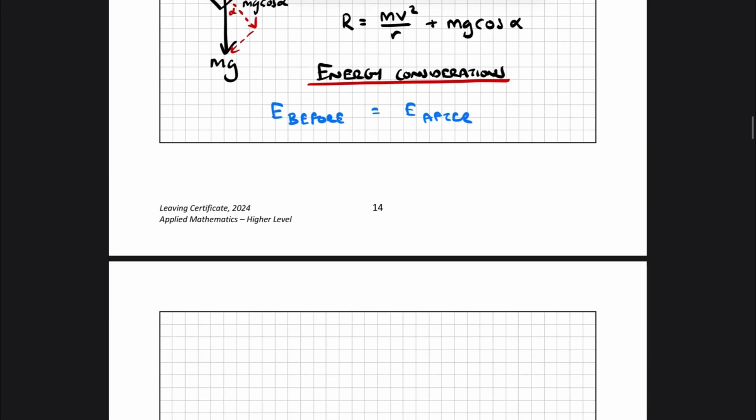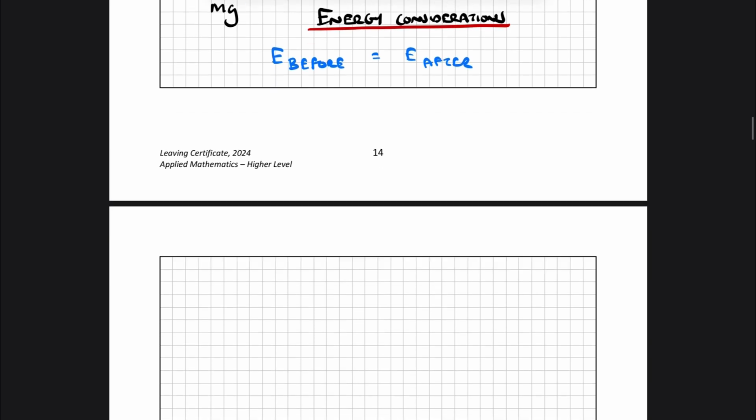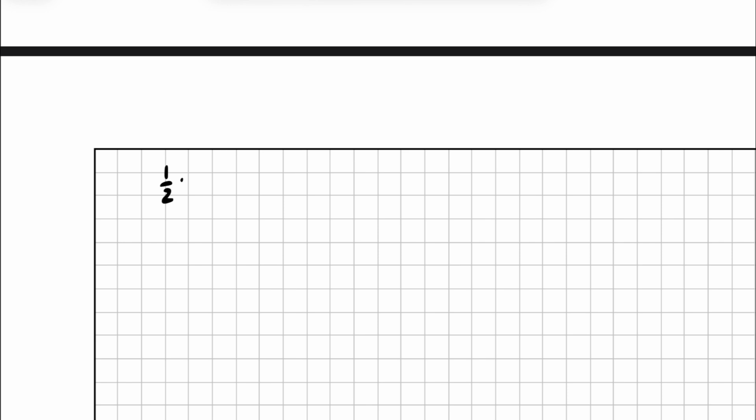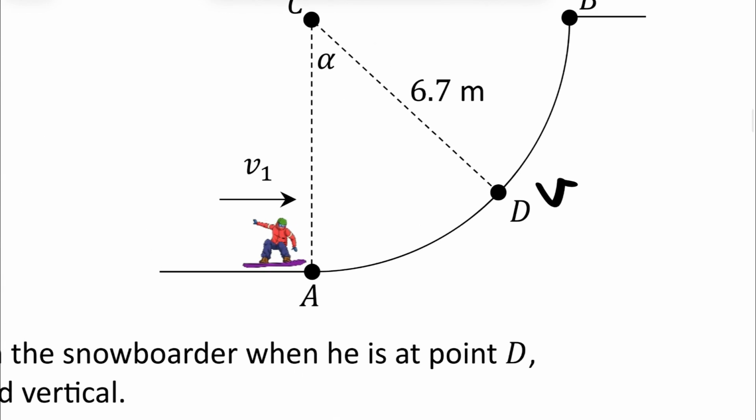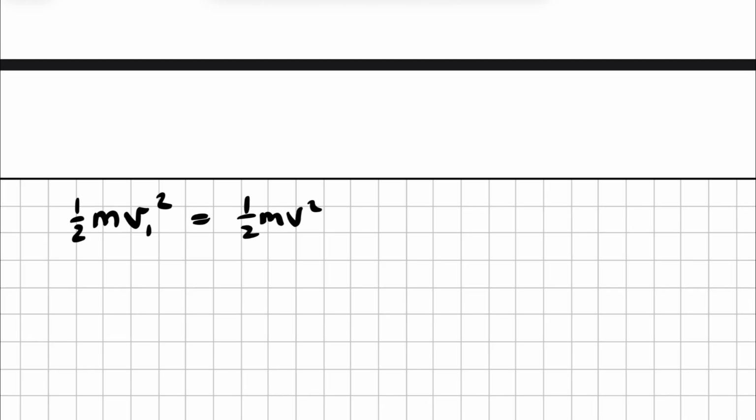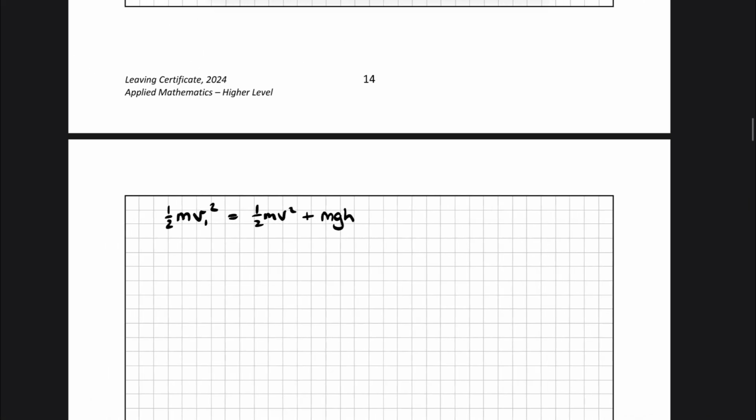So with this in mind, and moving on to the next page. Unfortunately, this went over the page, which is very annoying for any problem. But the energy before was kinetic only. So it was a half mv1 squared. The energy after, when it gets to here, we're calling it v. So it's going to be kinetic energy plus the potential energy, or the height it has been raised by, mgh.